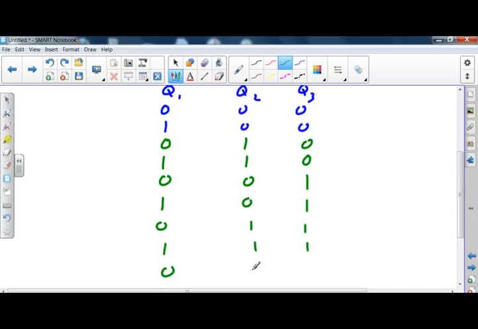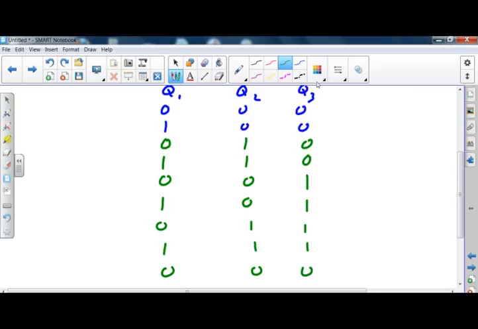Happens again. Boom, boom, boom. So I just made a counter that counts 1, 2, 3, 4, 5, 6, 7, and then goes back to 0 by using JK flip-flops. Did I not?